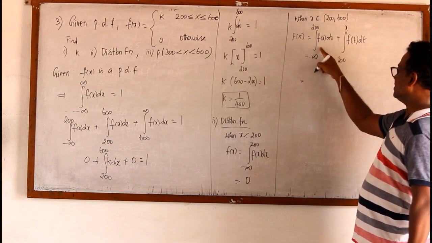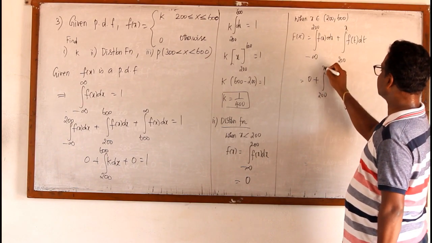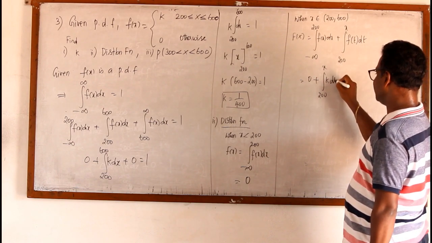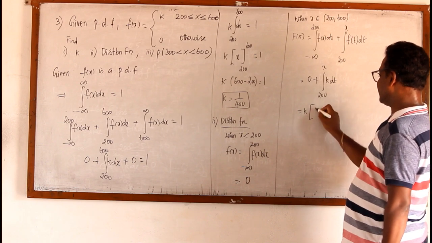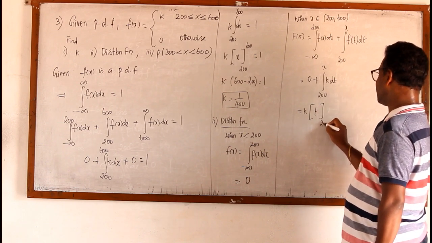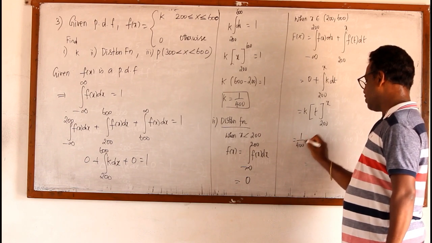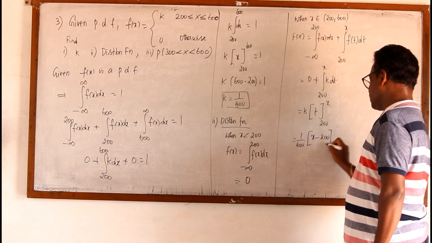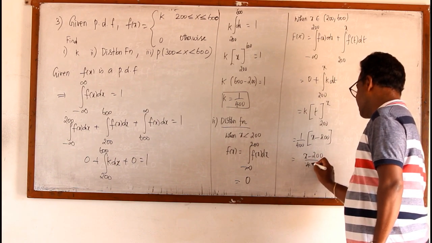We know this is not existing, and from 200 to x, f of x is k, so f of t is also k into dt. k can be taken out. Integration of dt is t and the limits are 200 to x. We know k value is 1 by 400. Upper limit is x, lower limit is 200. So the value is (x minus 200) by 400.